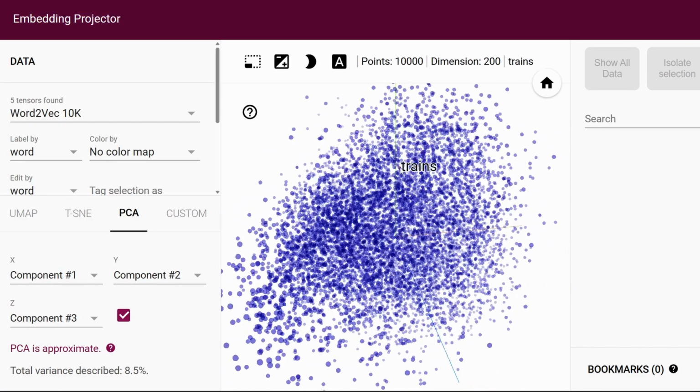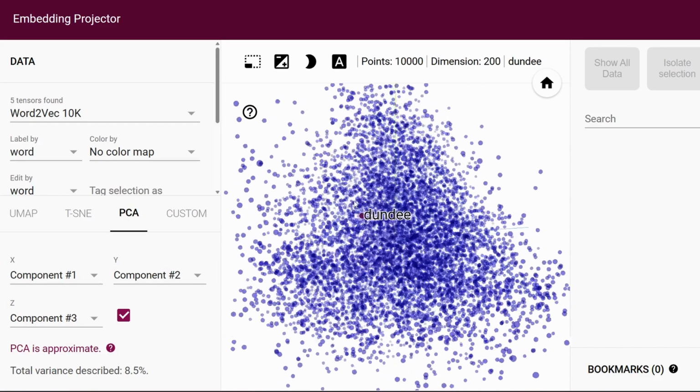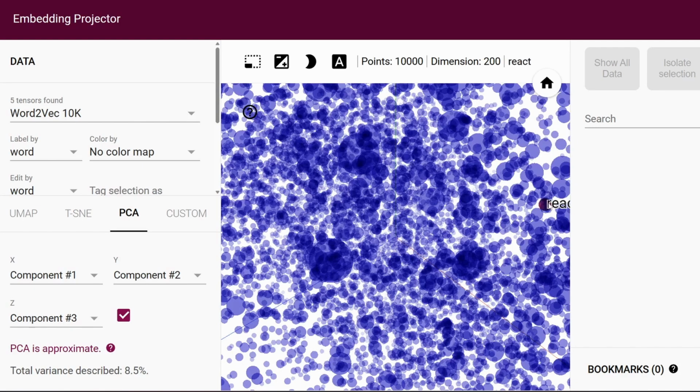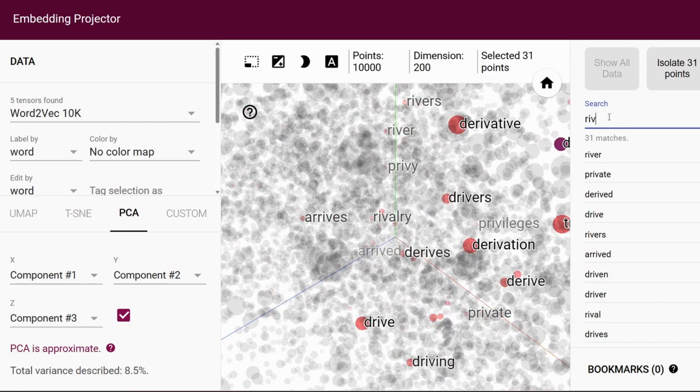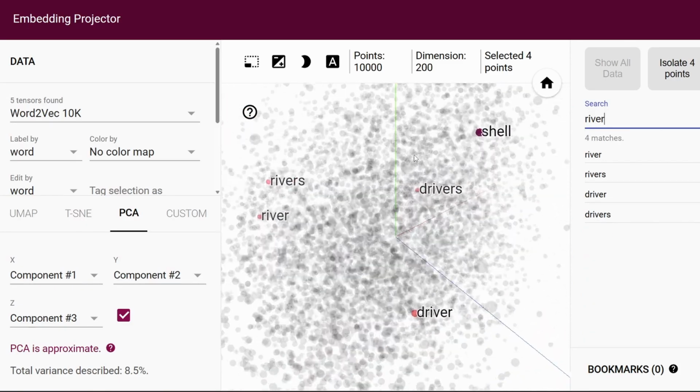All of these points in this 3D representation are different words, right? No matter where I hover, all of these words are dense vectors, and the words sharing similar context are always closer together. Let me search for a particular word, say river. So where is our river on this word embedding projector? And there it is, right?